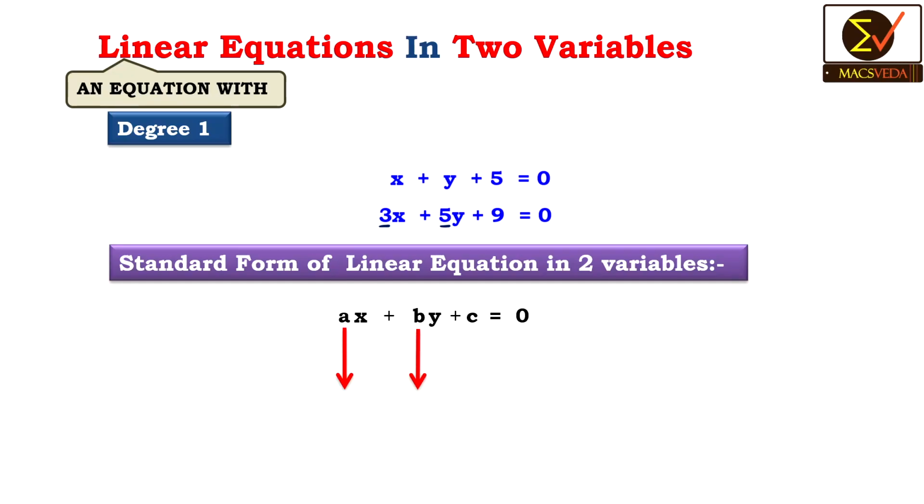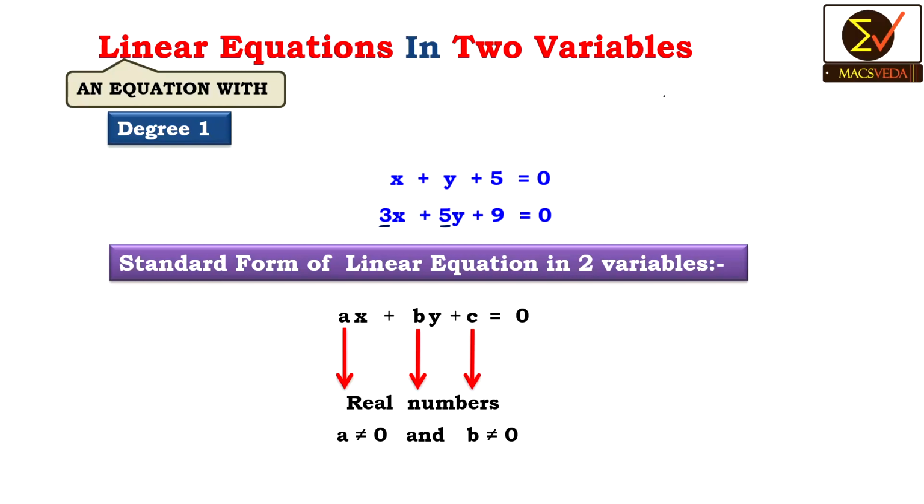Here a and b are real numbers, and c also is a real number, and a should not be 0 and b should not be 0. See my dear friend, if a is 0, then ax becomes 0, and it involves only one variable. We need two variables. So a should not be 0 and b should not be 0. So this is the standard form of a linear equation in two variables.